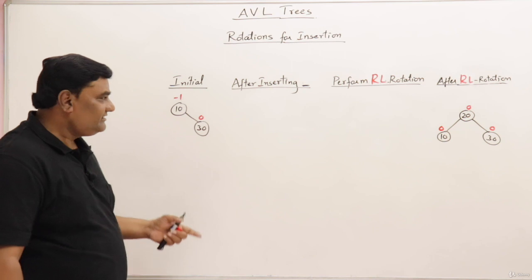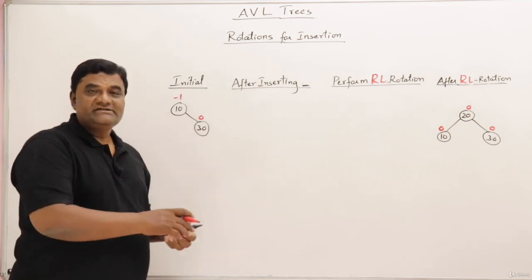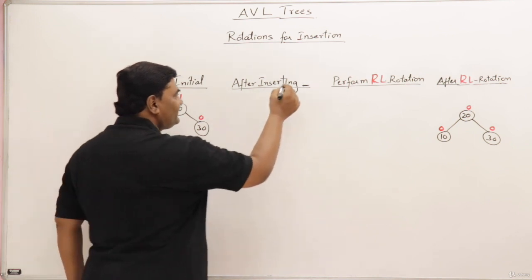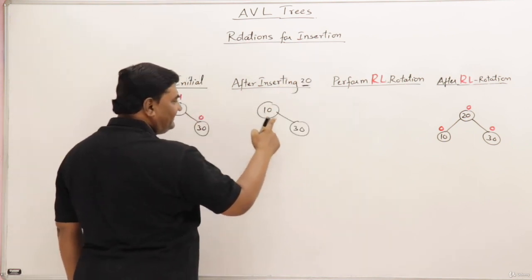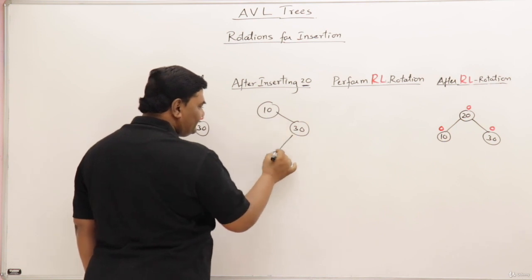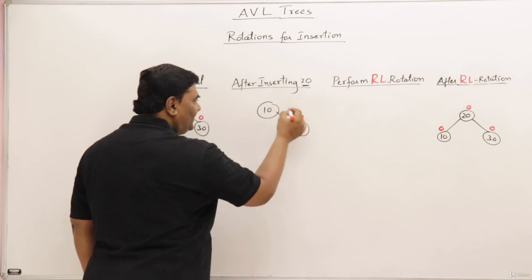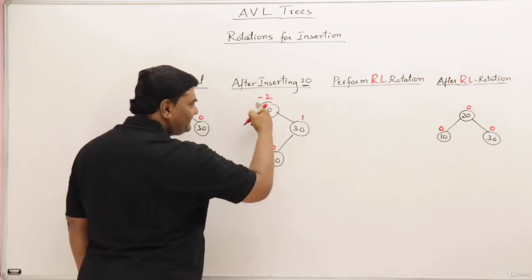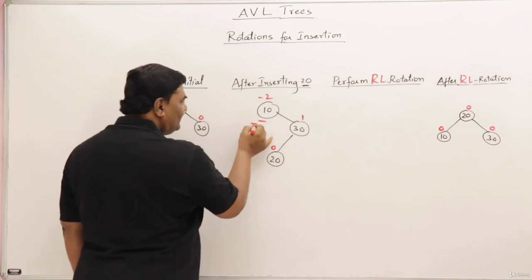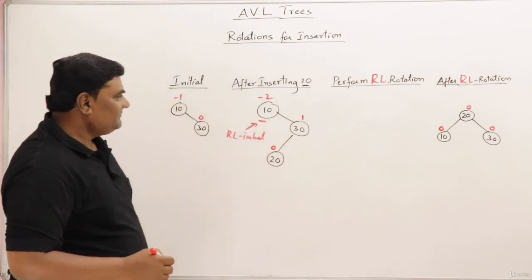For RL rotation, this is the initial tree, 10 and 30, right? Now we will insert a new element, 20, in this one. If we insert 20, 20 is greater than 10 but less than 30, so it comes this side. Then the balance factors are 0, 1 and this is -2. So this became imbalanced. Which imbalance? Right, left. So RL imbalance.